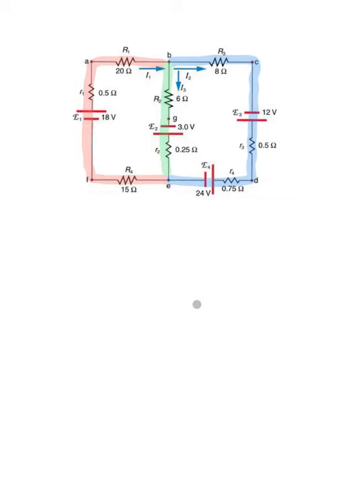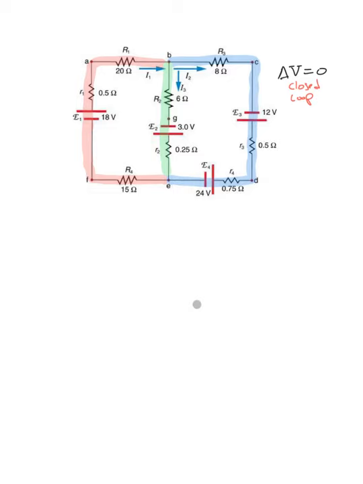Our goal here is going to be to take 3 different loops of current and to use Kirchhoff's voltage rule around each of the loops. Kirchhoff's voltage rule says that the total change in voltage across any closed loop must equal 0. So our goal is going to be to traverse all of the loops that we can find in this circuit and set the total change in voltage around that loop equal to 0.